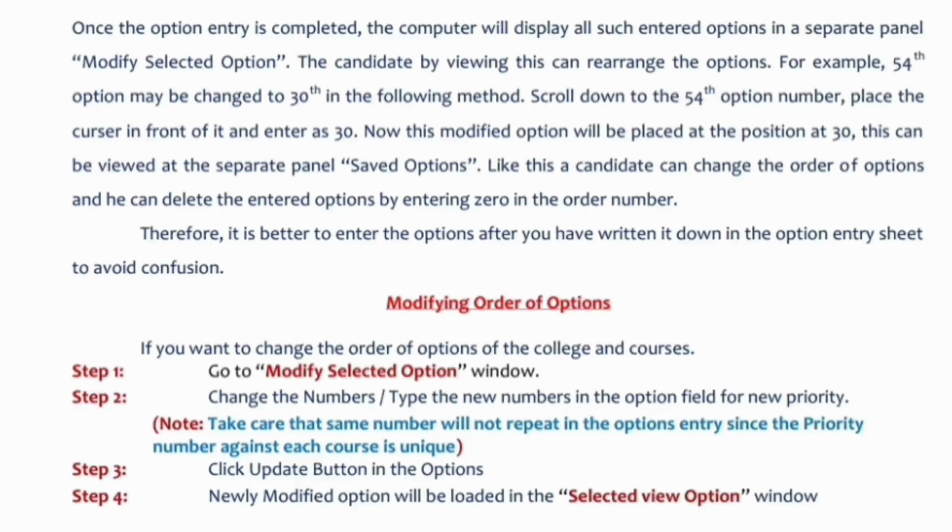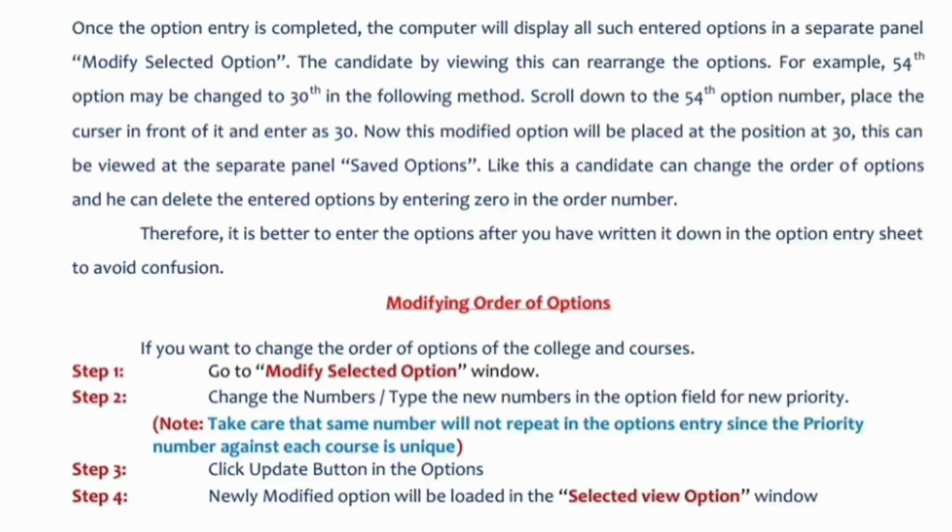Modify the option entries. I will explain now how to modify the option entries. In simple terms, step 1, go to the modify selected option window. There you will see that you can change the number and type, and I will show with an example how you can change it. Then step 3, click the update button. Once you change, you have to click the update button, and then select view option, and you will see the new set of option entries after modification. Only then you submit those as the final entry for round 1, right?